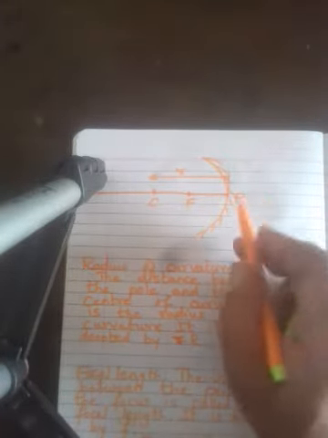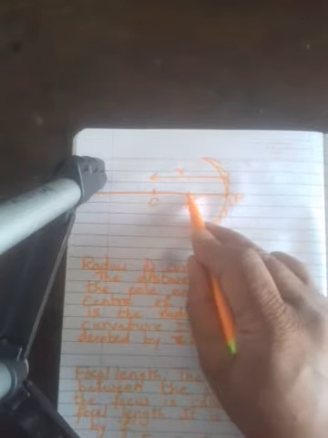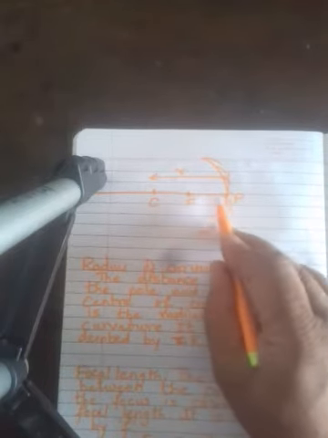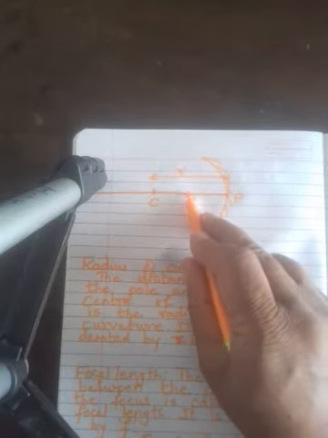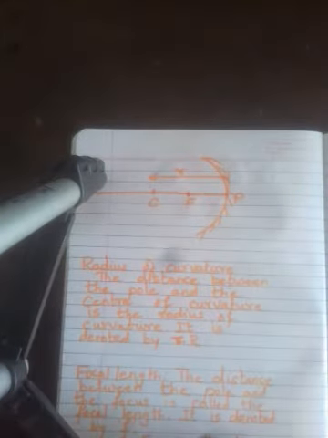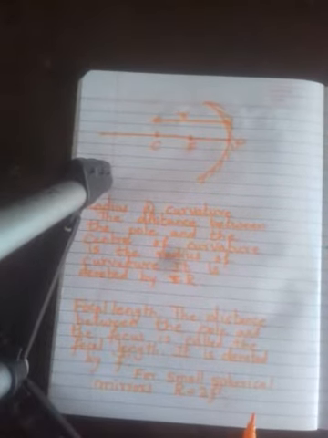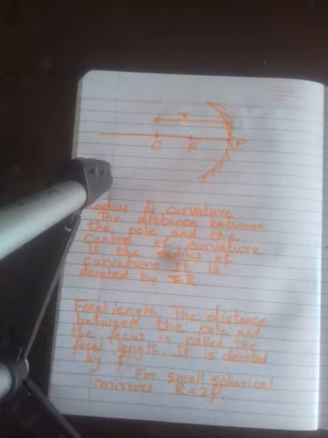Now we will see the focal length. Focal length is the distance between the pole and the focus of the mirror. Focal length is denoted by small f. Take down these notes. Now we shall see the image formation diagrams by spherical mirrors.